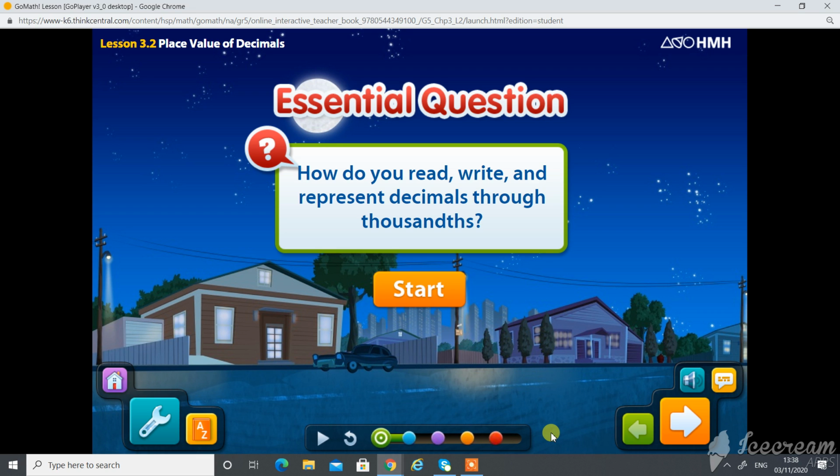Okay, so grade 5 girls, we will start with lesson 3.2, place value of decimals. Till now, we studied about place value of whole numbers. For example, if I say 23, you all know very well that's 2 tens and 3 ones. But today, we will learn about place value of decimals.